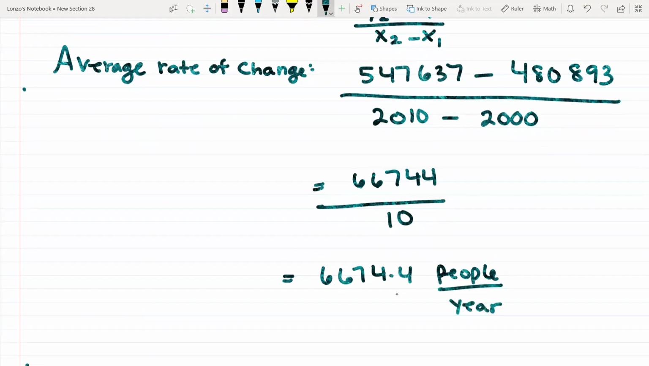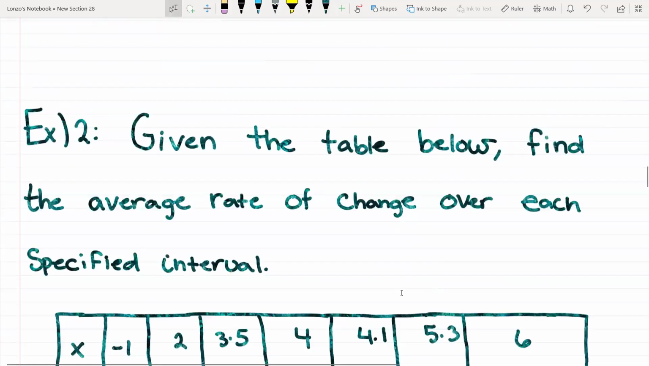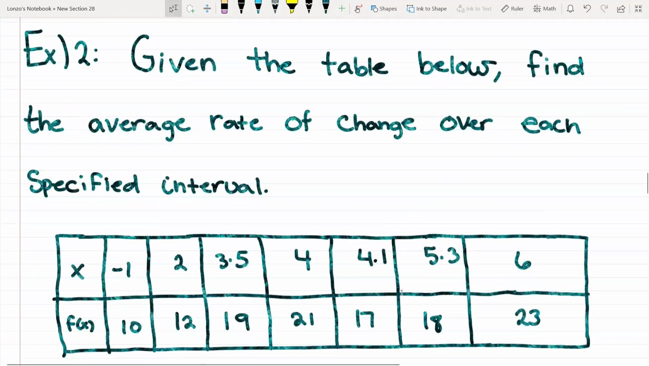So average rate of change looks like it was growing at this amount of people per year. Okay, so that was example one. Let's move on to example two. So in example two, they give us a table. Given the table below, find the average rate of change over each specified interval.